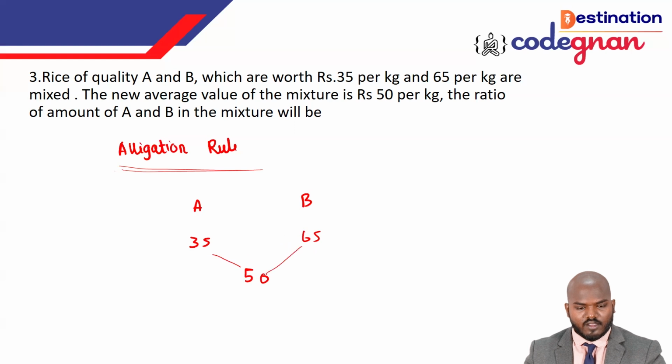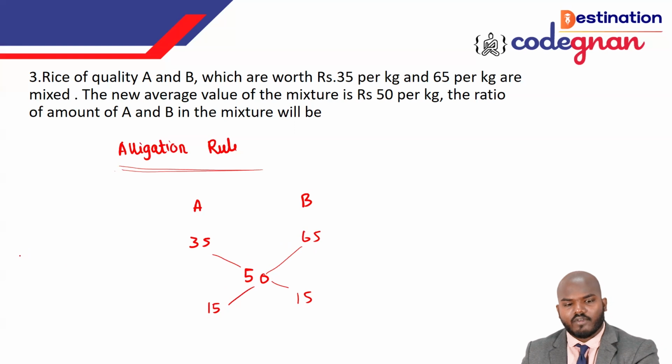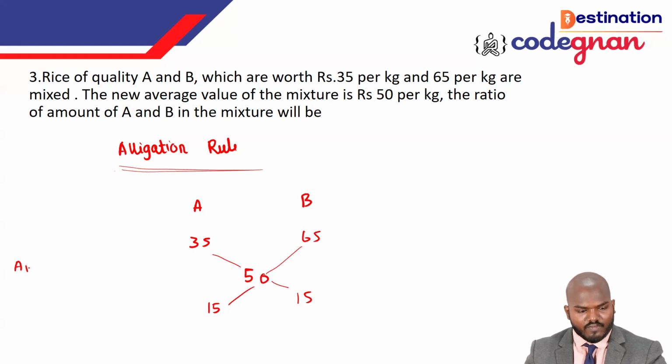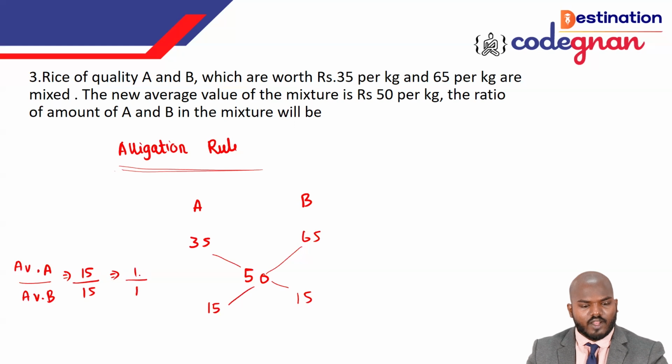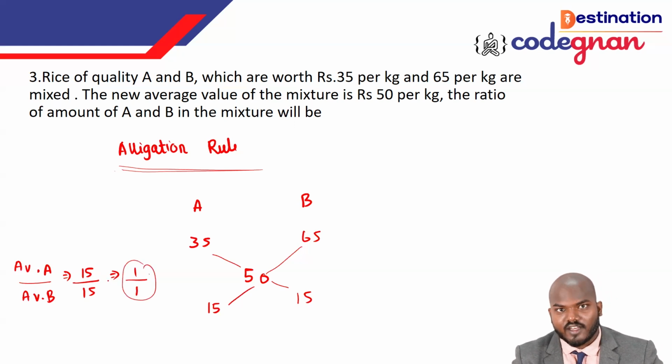So 50 minus 35 is equal to 15. And 65 minus 50 we can also say is 15. So then the ratio of the quantity of A to the quantity of B is 15 by 15. If you cancel this, we will get 1:1. That is the answer. Okay, guys, are we clear about the question?